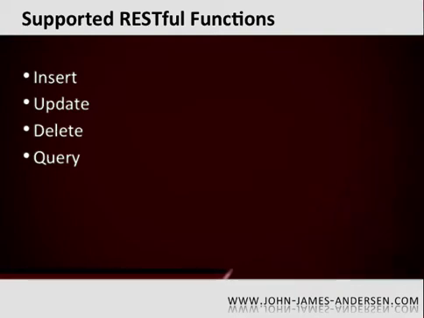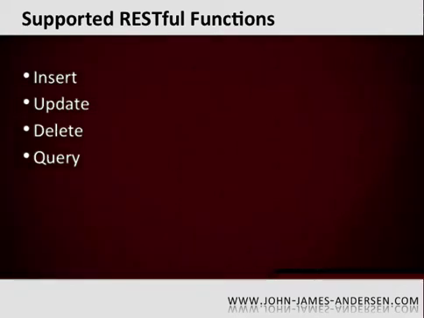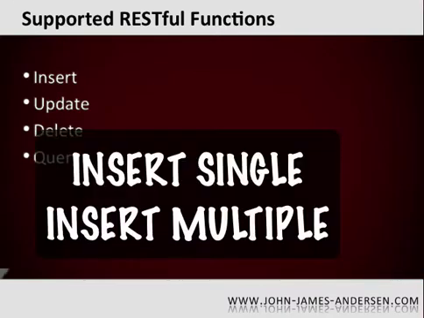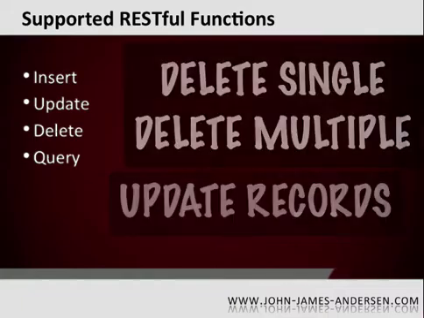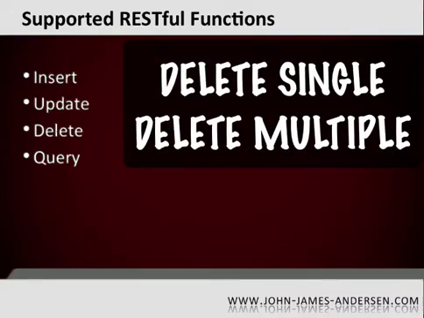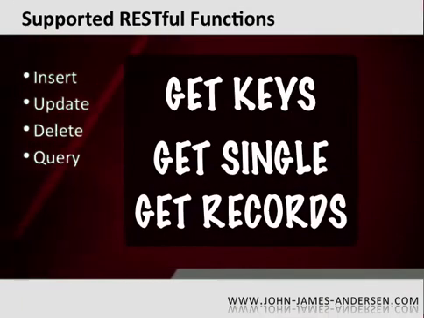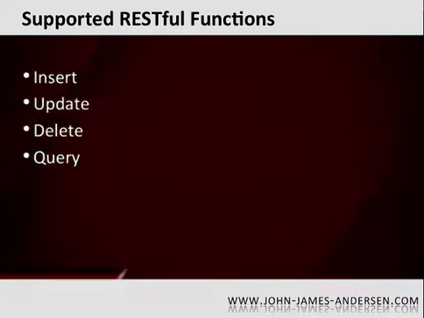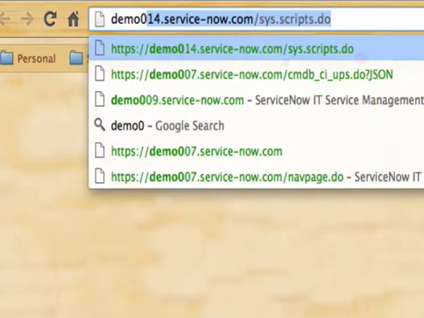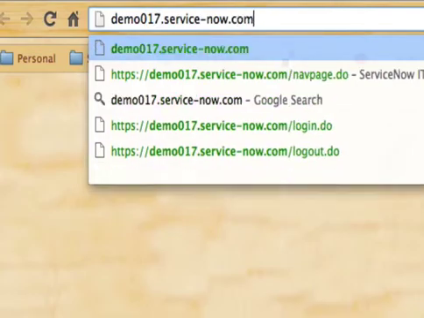The JSON Web Service API allows for the following operations on any table in the system. You can insert a single or multiple records. You can update records, delete a single or multiple records. You can get keys for records, you can get individual records, and you can get multiple records and all their data. For this demo, we will use one of ServiceNow's open demo instances.